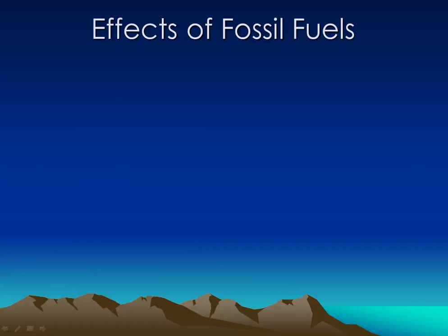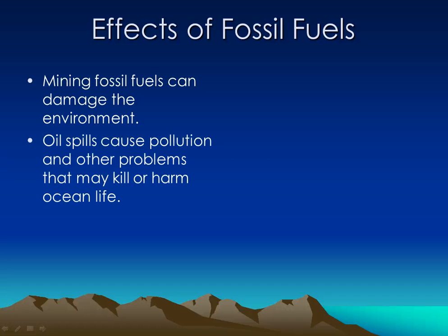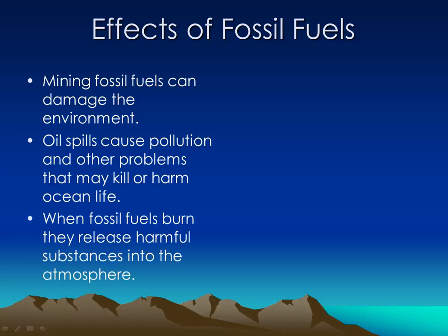What are some effects of fossil fuels? Well, the mining or taking them out of the earth can damage the environment because oil spills cause pollution and other problems that may kill or harm ocean life. Sometimes when we take those fossil fuels out, that doesn't always go as planned, and we have things like oil spills that cause pollution. And then that water pollution would end up killing or harming ocean life.